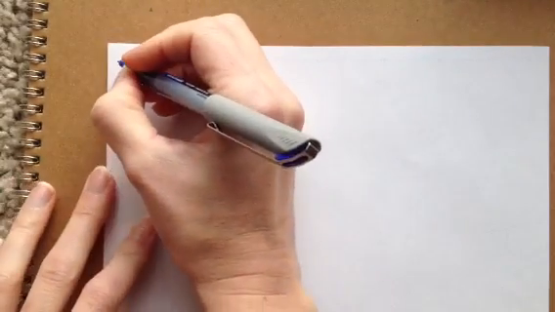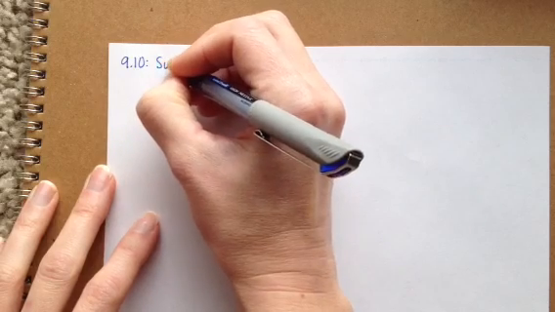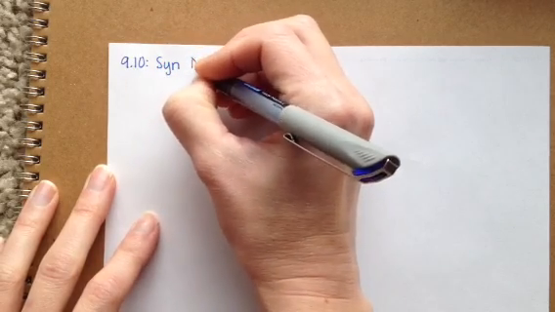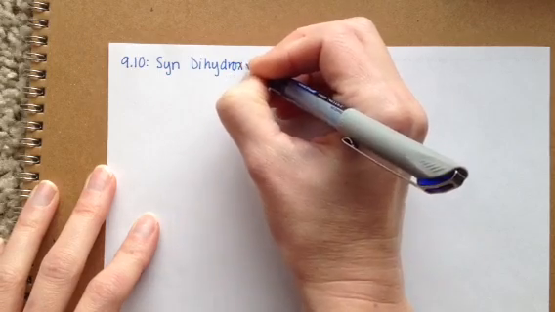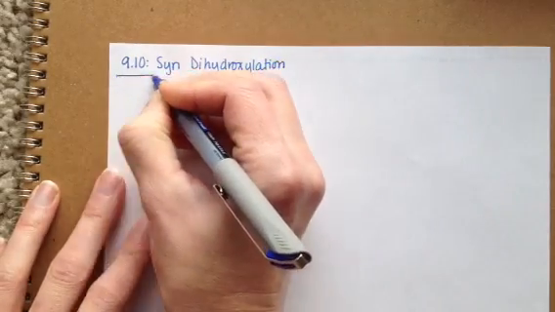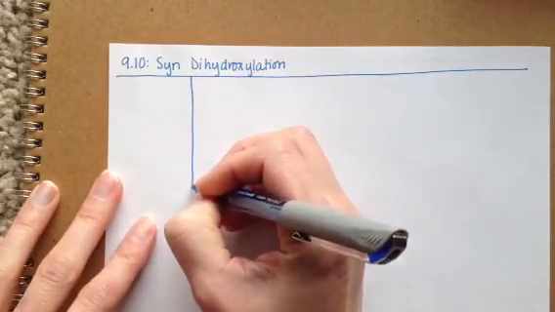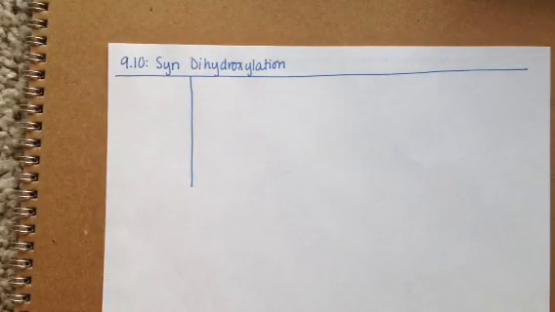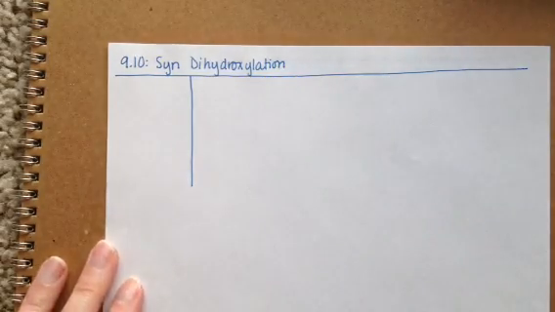Our next section, 9.10, is on Syn Dihydroxylation. So this is the reaction that we can use to put two hydroxyl groups on an alkene and orient them syn with respect to each other.